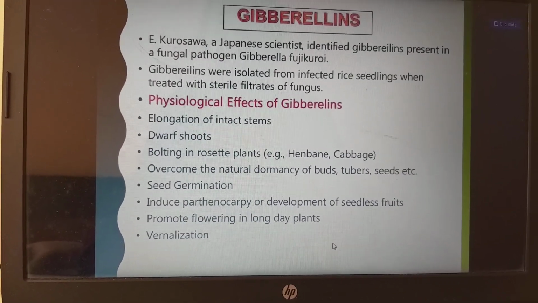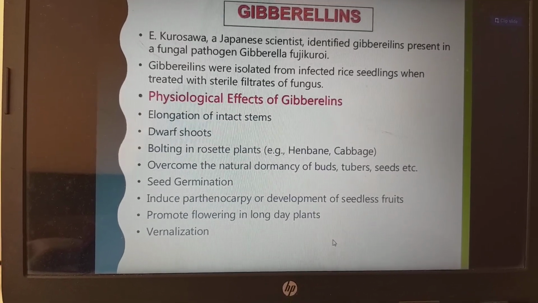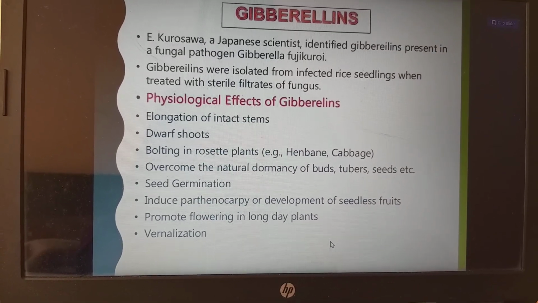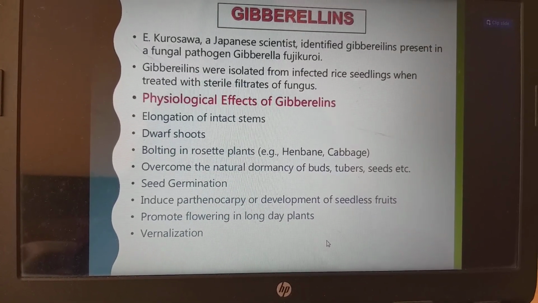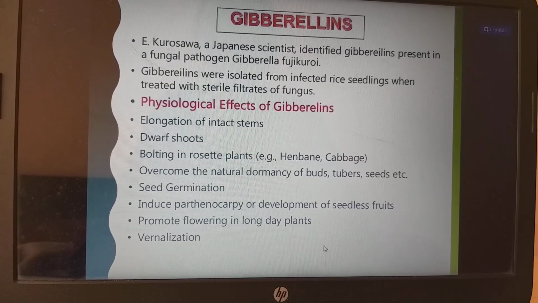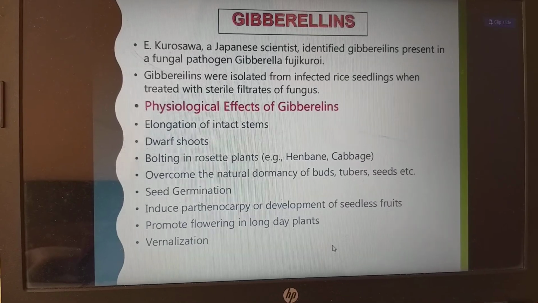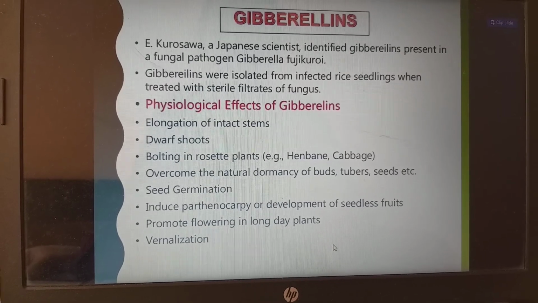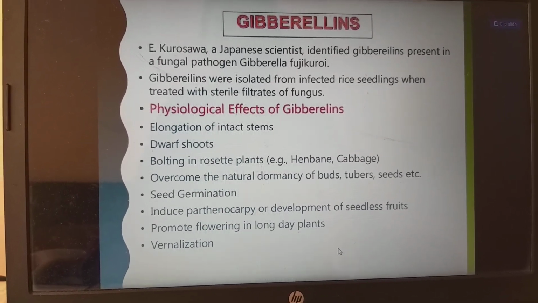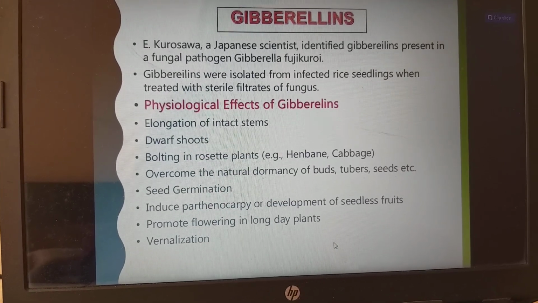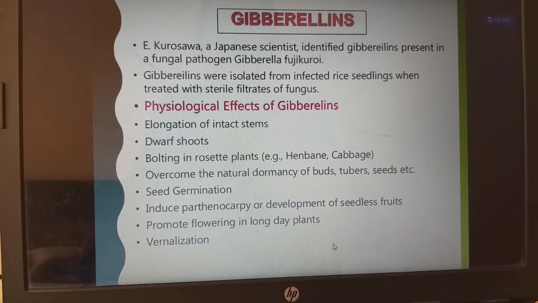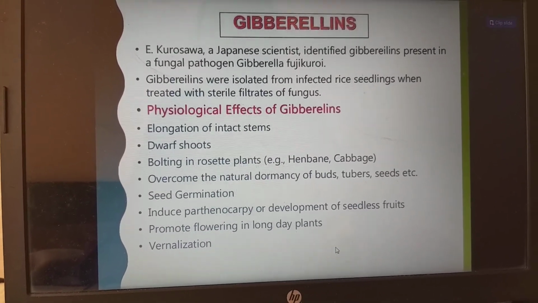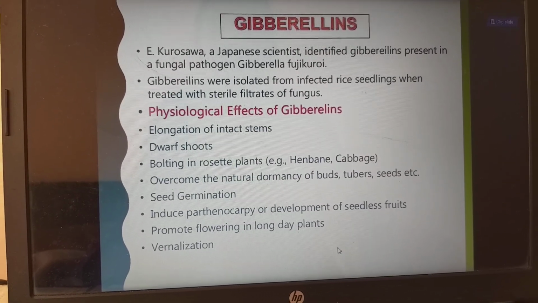Gibberellins. Kurosawa, a Japanese scientist, identified the gibberellins present in the fungal pathogen called Gibberella fujikuroi. Gibberellins were isolated from infected rice seedlings when treated with sterile filtrate of the fungus. The physiological effects of the gibberellins are elongation of intact stem, dwarf shoots, bolting in rosette plants, for example henbane and cabbage, overcoming the natural dormancy of buds, tubers and seeds, seed germination, inducing parthenocarpy or development of seedless fruits, promoting flowering in long day plants, and vernalization.